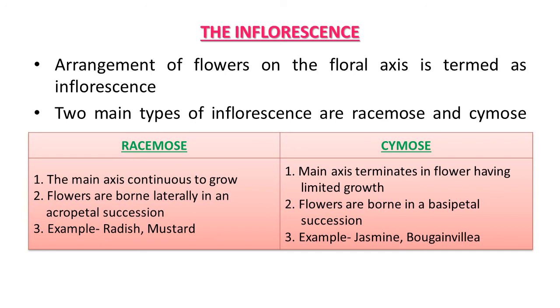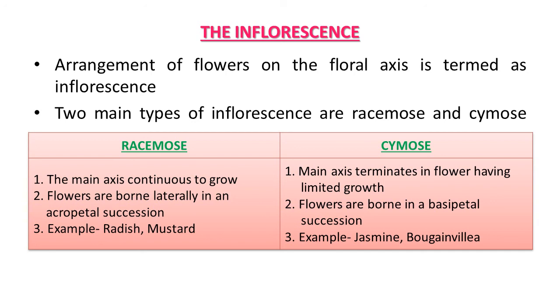On the basis of their arrangement, inflorescence is divided into two types, racemose and cymose. In racemose inflorescence, the main axis continuously carries out growth, but in cymose inflorescence, the main axis terminates in a flower, having limited growth. This is the main difference between racemose and cymose.